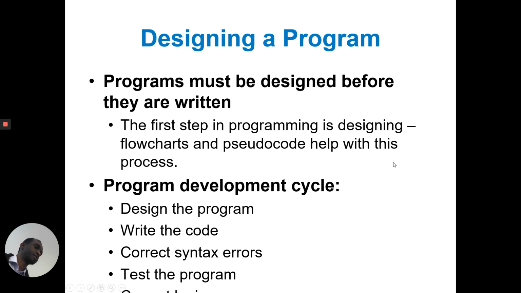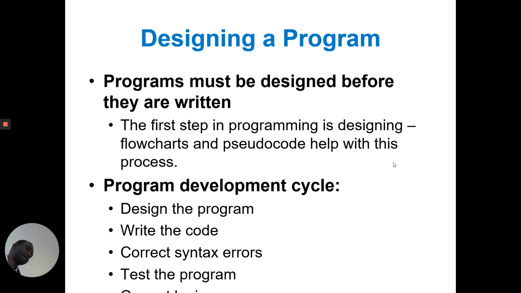So programs must be designed before they are written. So the first step in programming is designing. Flowcharts and pseudocode help with this process. So part of your first project is to have some type of flowchart or some type of pseudocode. Pseudocode is basically a fake code. So you kind of write it to say, this is what this program is doing. If this happens, do that, and if this, and so forth, something like that. So it's just plain English, kind of like fake, but it resembles code. That's what's called pseudocode.